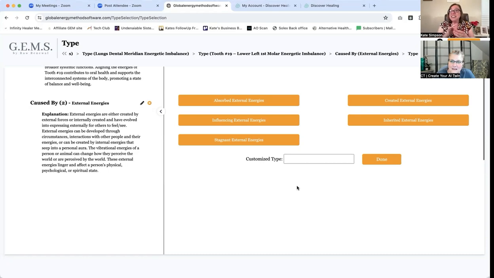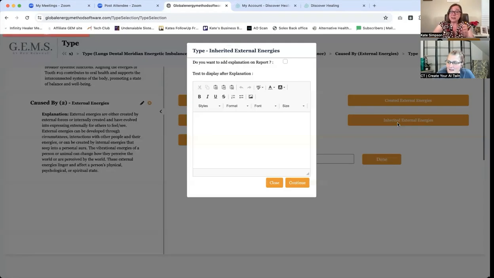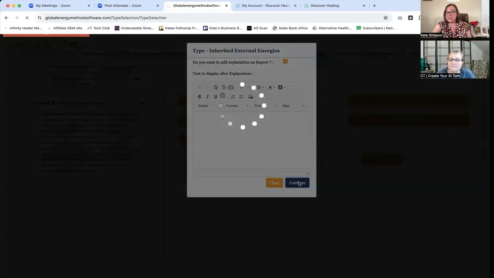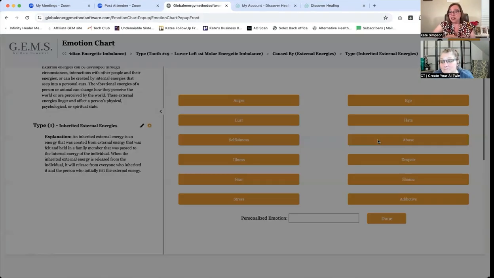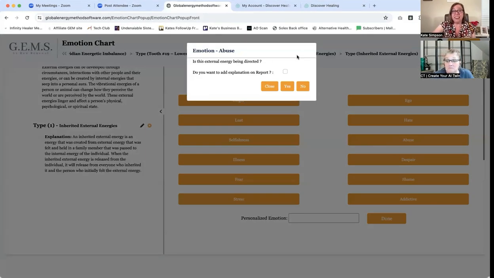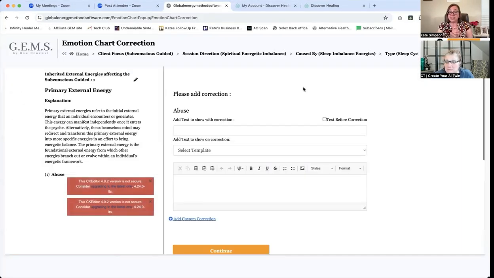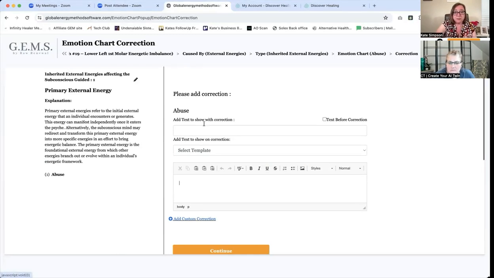So, what type of energy is this? Let's find out. So, this is inherited. So you inherited this energy from one of your parents. So this started out internal and got pushed out. And so now it's ultimately affecting you in these many ways. So let's find out what the emotion is. This is the emotion of abuse. Okay. So we have an energy of abuse. And so let's find out a little bit more.